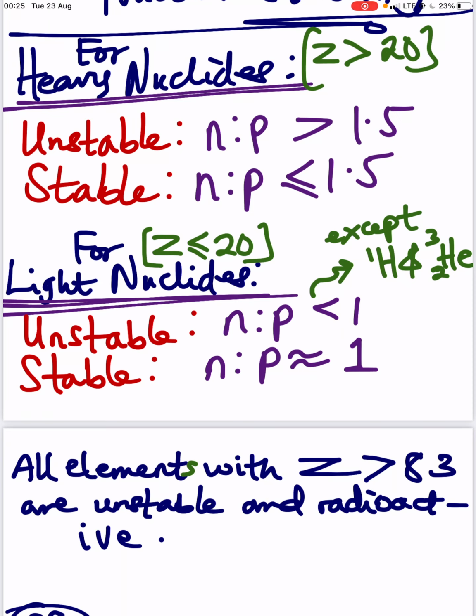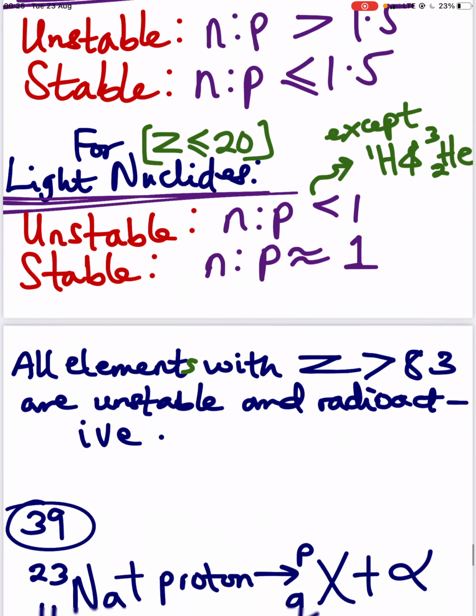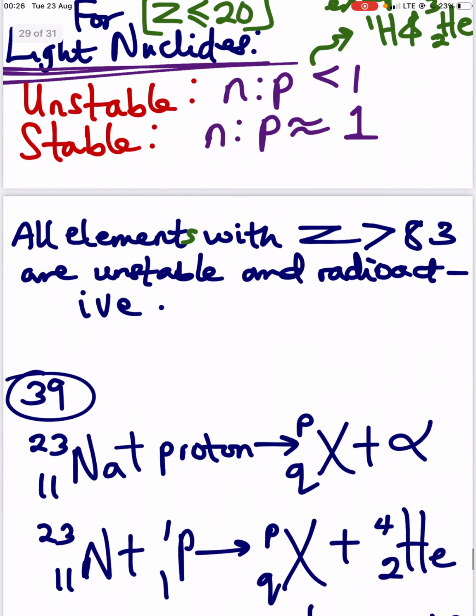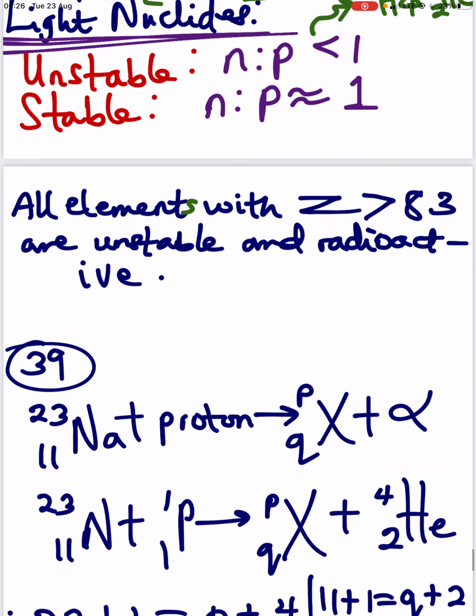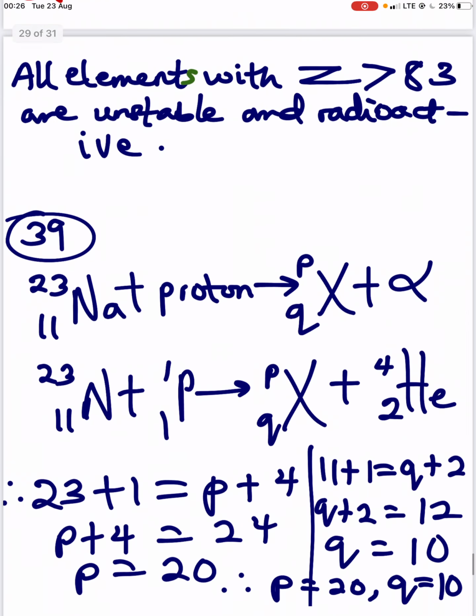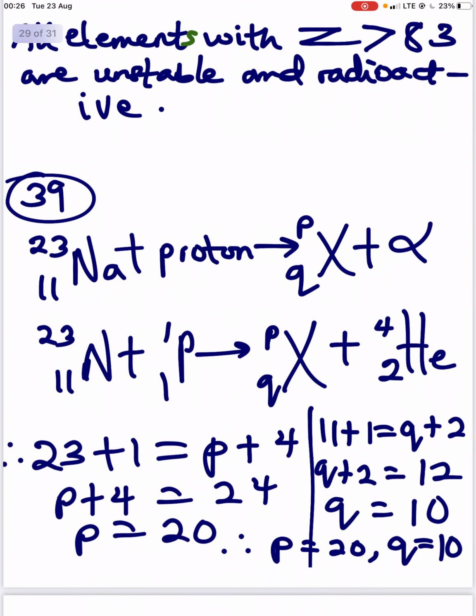The nuclides are unstable whenever the neutron to proton ratio is less than 1. But whenever the neutron to proton ratio is approximately equal to 1, the nuclides are stable. So we'll be using several examples to explain this later as we move on. All elements with Z greater than 83 are unstable and radioactive. That means all elements with atomic number greater than 83 are unstable and radioactive.